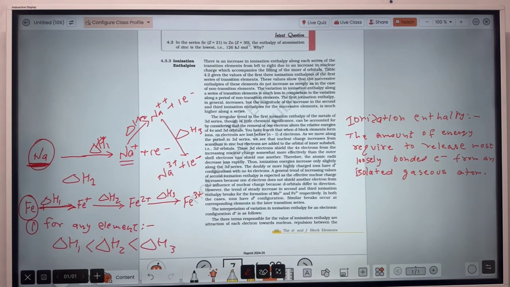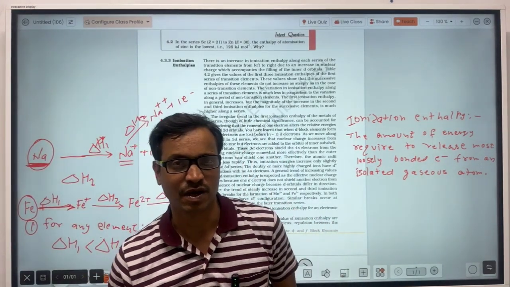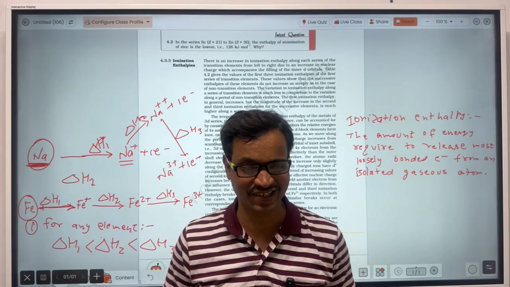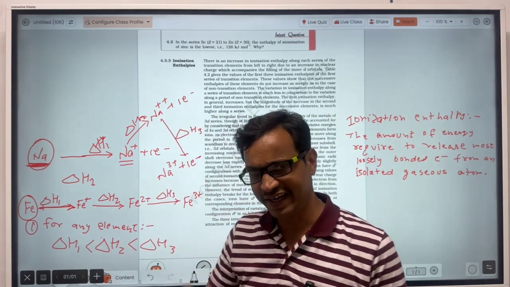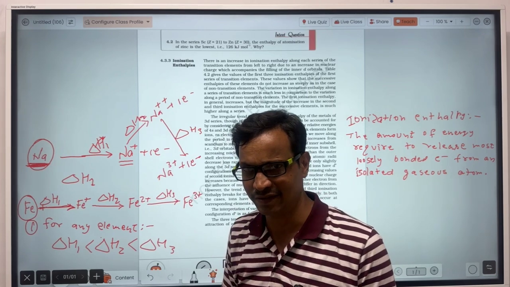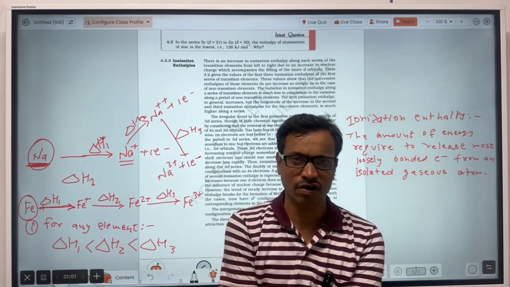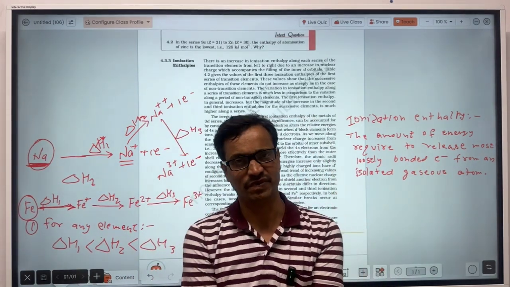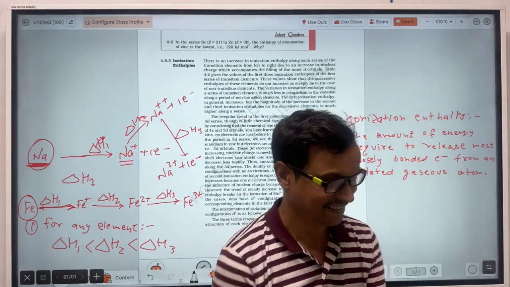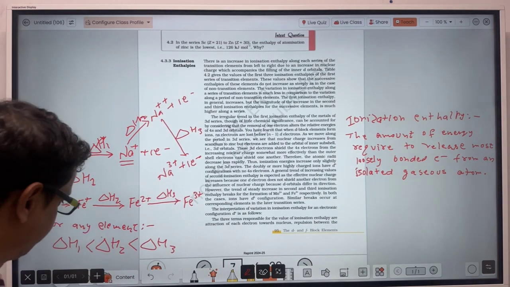This concept is not difficult, but students usually make mistakes, particularly when they solve MCQ questions. So keep in mind, for any element, either iron or manganese or zinc, whatever it may be, the first ionization enthalpy will always be the least, and among first, second, and third, the third ionization enthalpy will be the highest. Now let's see the periodic trend in d block elements.